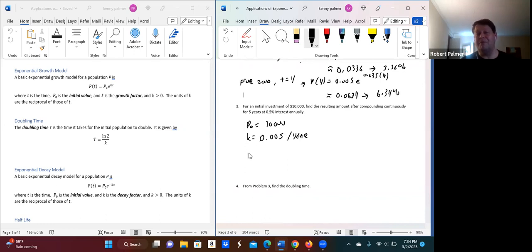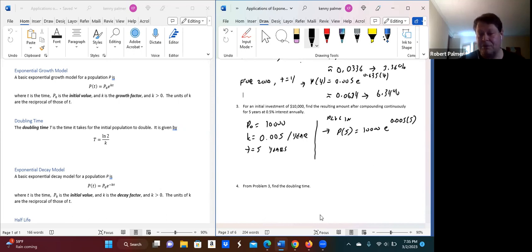Now I want to find the resulting amount after 5 years, so our T is going to be 5 years. I want to make sure your K and your interest rate are in the same units of time. This is 1 over year, so your time needs to be in years. Okay, let's plug all that in. That's going to give us our P of 5 years, which is 10,000 times e to the 0.005 times 5.